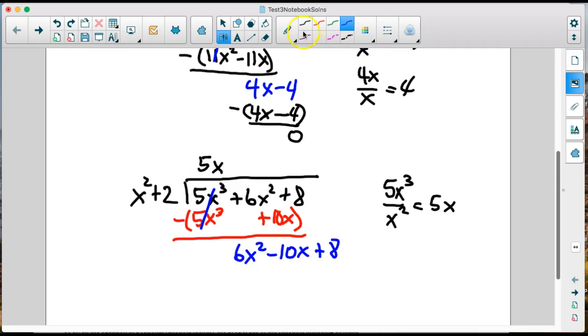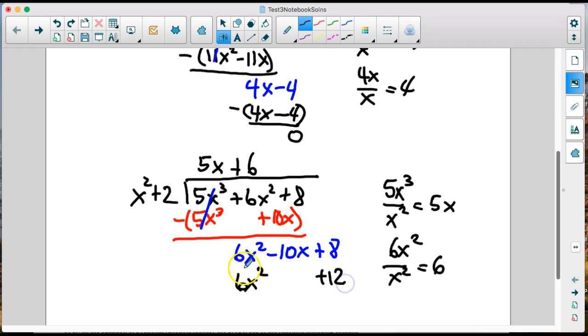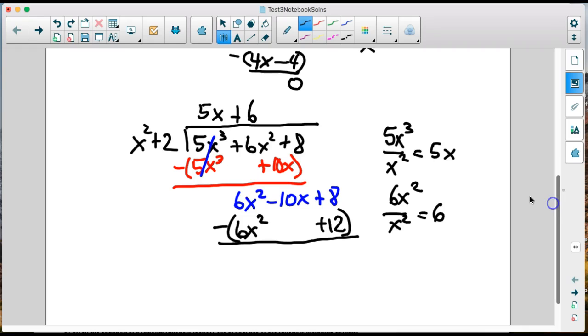Okay, now we're going to divide those two lead terms, 6x squared divided by x squared. So we're going to get 6 here. That's going to be our next term of our solution. We're going to multiply this times both of these terms so we can reduce. So we're going to get 6x squared. We're matching them up here. 6 times 2 is 12. That doesn't go under here because that's not an x, so we're going to put a plus 12 here under this term because it does match up with the 8 in like terms. Then we're going to do a subtraction.